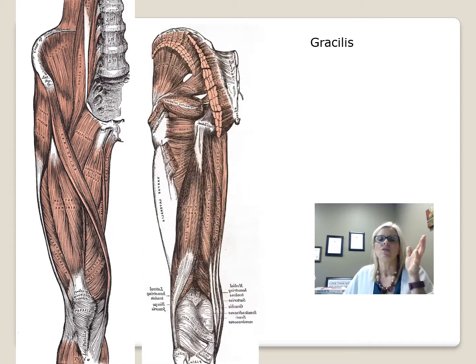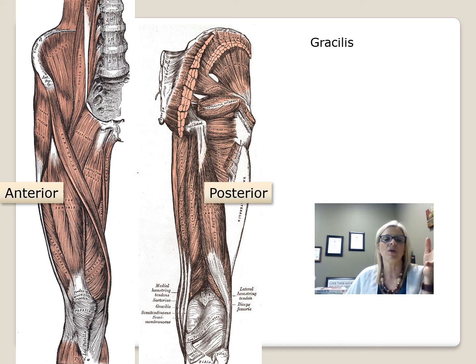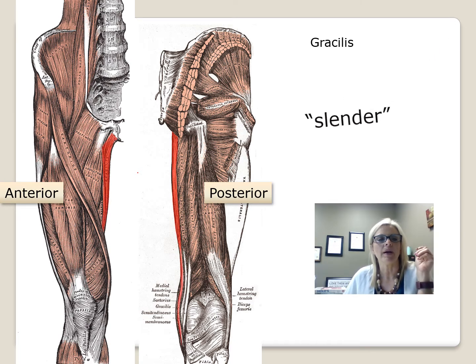Here is another one, the gracilis, or gracilis. People say it a little bit differently. I say gracilis because it helps me remember the word I like to think of, and that's graceful. Sometimes other aspects are used to describe the muscle, like it's a long, slender muscle. Gracilis means slender. We have the anterior and posterior portions. So this is a long, slender muscle. I also like to think of the word graceful.